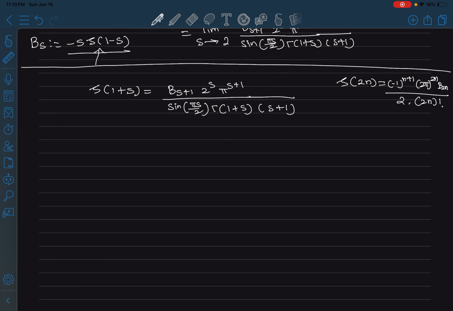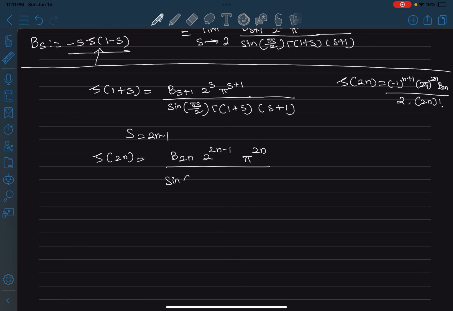So let's prove this formula using the result that we already have. If I substitute s as 2n minus 1 over here, I will have zeta of 2n as Bernoulli subscript 2n, 2 to the power 2n minus 1, pi to the power 2n, divided by sine of, if I substitute 2n minus 1, n pi minus pi over 2, and then gamma of 2n, and then 2n, right?